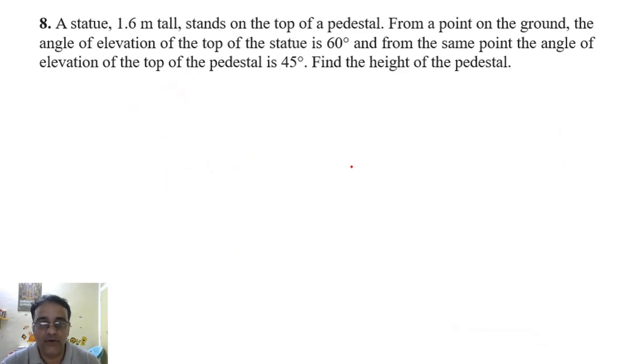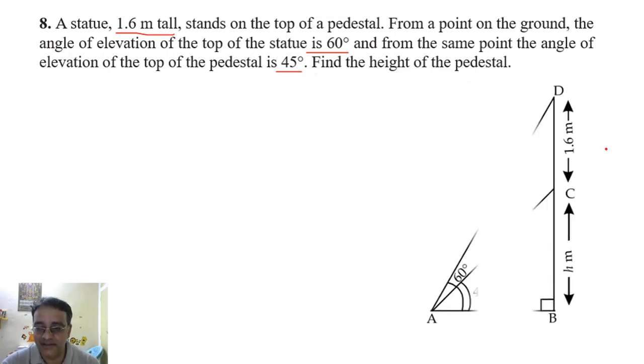No. Okay, now we are moving towards the question number 8. A statue 1.6 meter tall stands on the top of a pedestal. From a point on the ground, the angle of elevation of the top of the statue is 60 degree, and from the same point the angle of the top of the pedestal is 45 degree. Find the height of the pedestal. So this is the diagram.